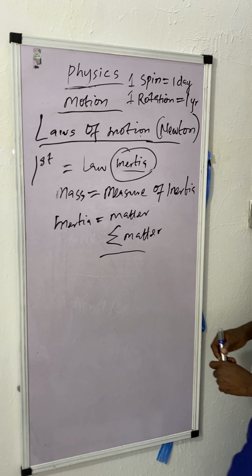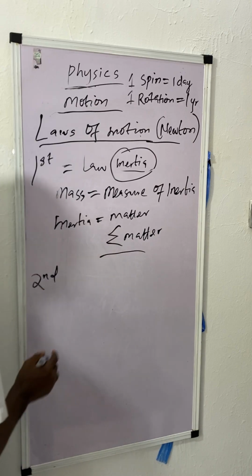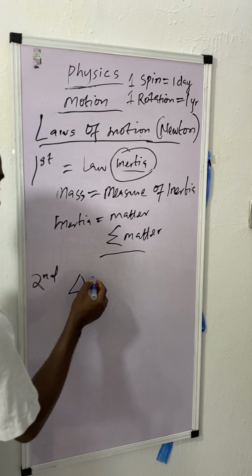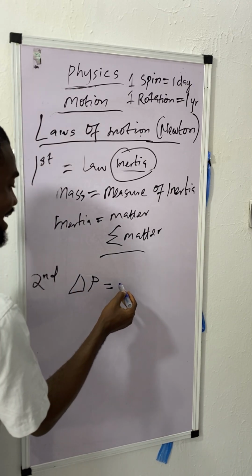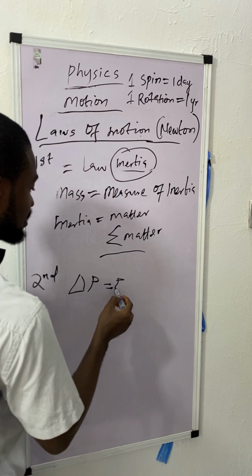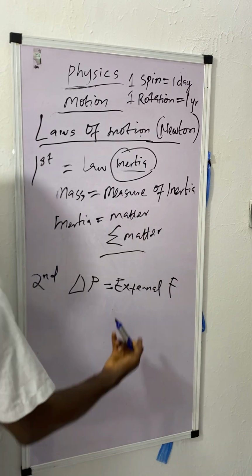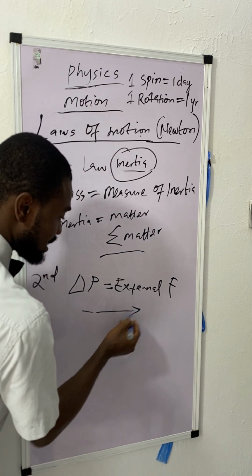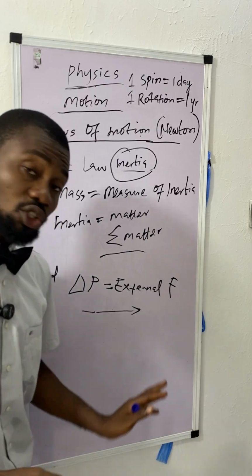So understand this. Let's quickly look at the second law of motion. Newton's second law of motion states that the change of momentum of a body, where P represents momentum, is equal to the external force and takes part in the direction of the force. The rate of change of momentum of a body is equal to the external force and takes part in the direction of the force.